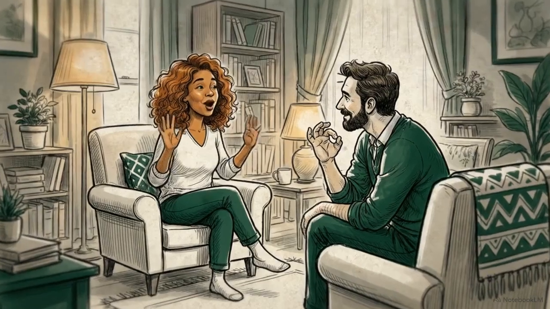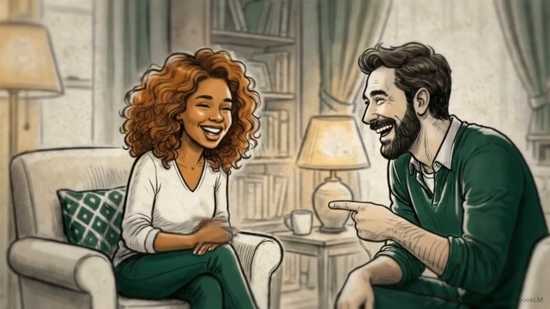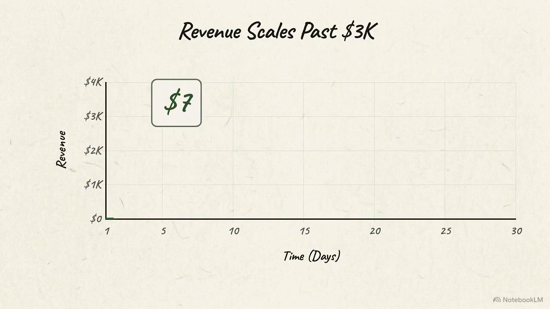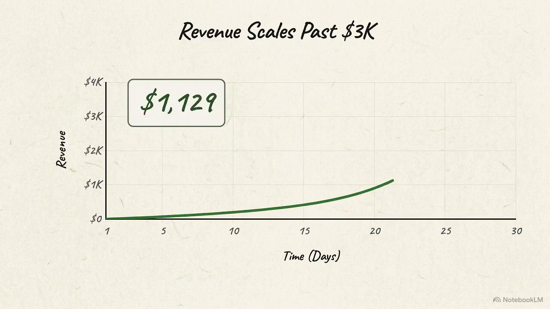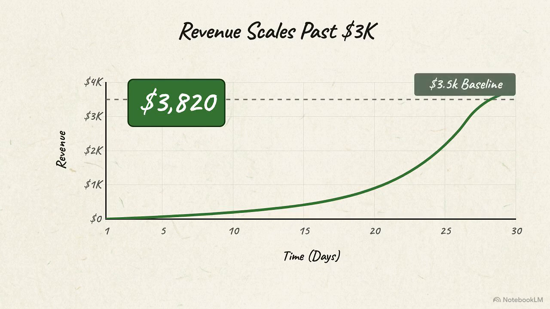Take a look at this animation. Channels posting this exact style of content are pulling in tens of millions of views a month. This chart shows how those views translate into real numbers, often scaling past $3,000 in monthly revenue. Hitting even a fraction of that baseline provides a serious secondary income.